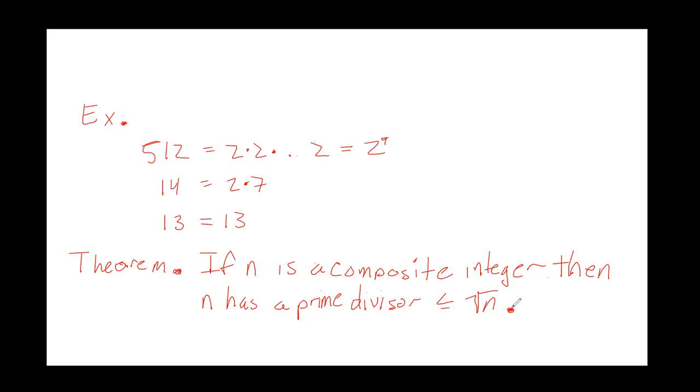If a number is composite, it must have a factor that is less than or equal to its square root. Again, we can do a quick example. Let's show that 31 is prime.